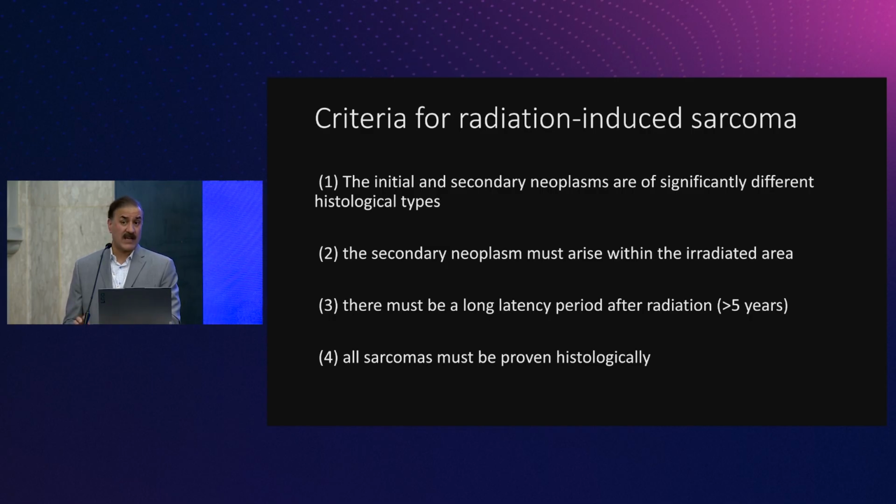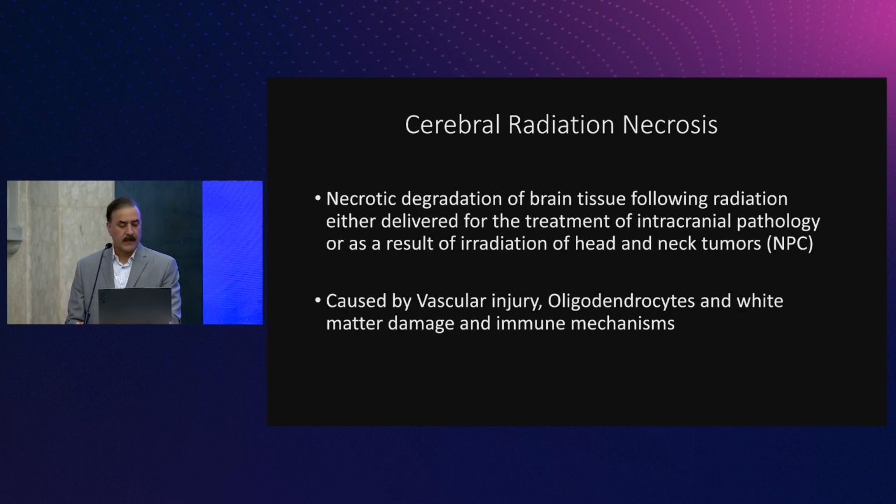That the histology has to be different from the histology that was treated. The secondary neoplasm has to arise within the radiation planned area. Latency period has to be more than 5 years. And of course, all of these secondary malignancies have to be histologically proven also. So those are the 4 criteria that are needed before you can slap that diagnosis on the patient.